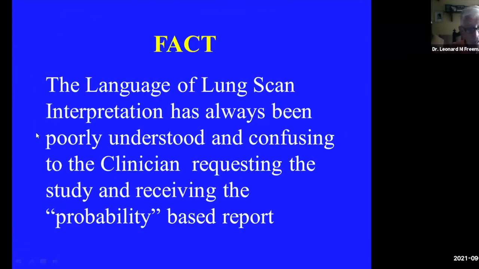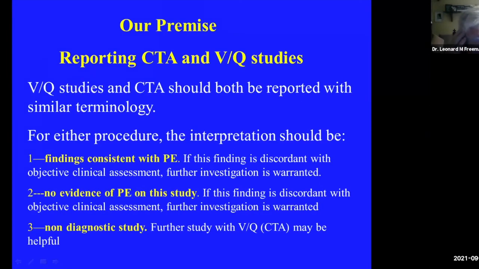Now, the language of lung scan interpretation is something that we dealt with as well. It's been poorly understood and confusing, this business of probability. So basically, we changed and we said PE positive, PE negative, or indeterminate, okay? We got away from using the terminology of probability. Findings consistent with PE is PE positive. If it's discordant with objective clinical assessments, further investigation is needed. If we say no evidence of PE on this study, and the finding is discordant with the objective clinical assessment, further investigation is warranted. In other words, what I'm telling you is clinical evaluation is still the most important thing.